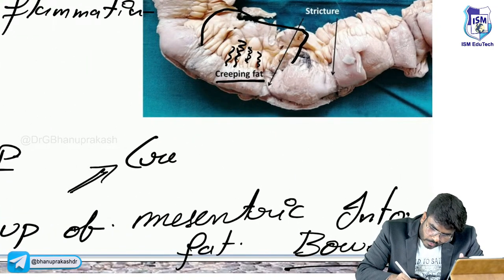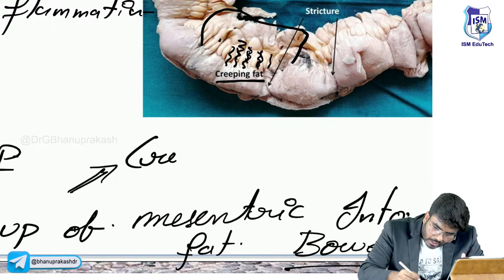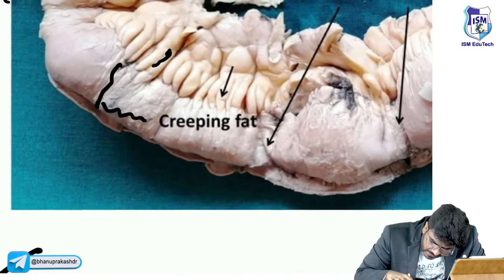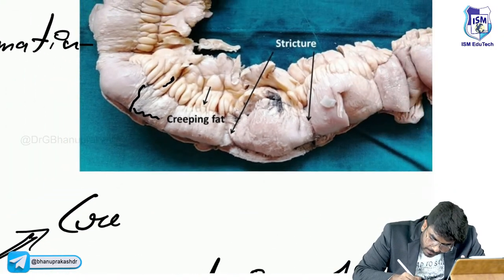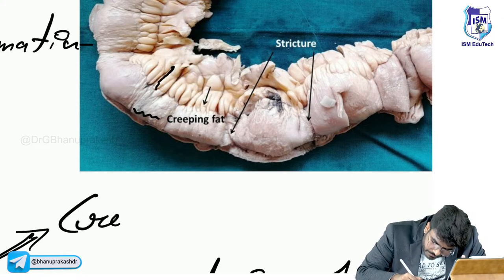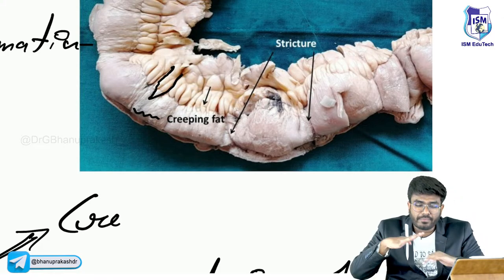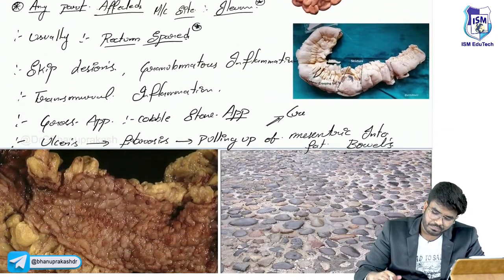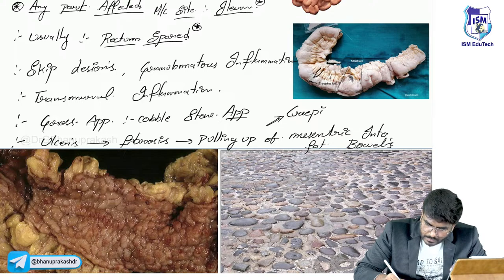Here, let me show you very clearly. This is the mesenteric fat, right? It's very clear that there is fibrosis happening, and because of this fibrosis, there you go, the fat is actually going into the bowels. Okay, understood? So, the fat is creeping into the intestines. This is creeping fat appearance.